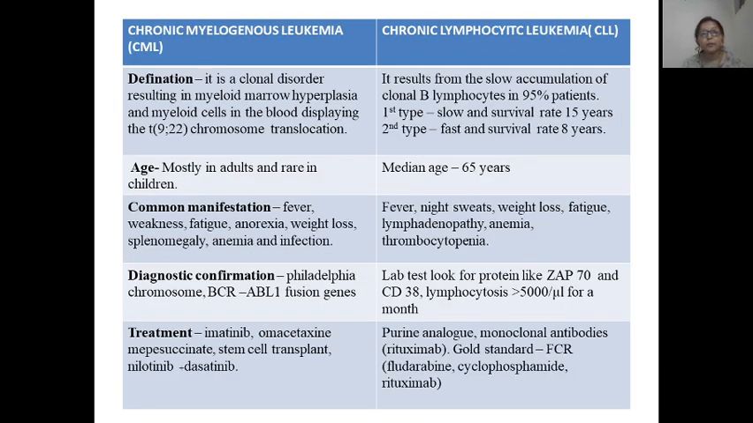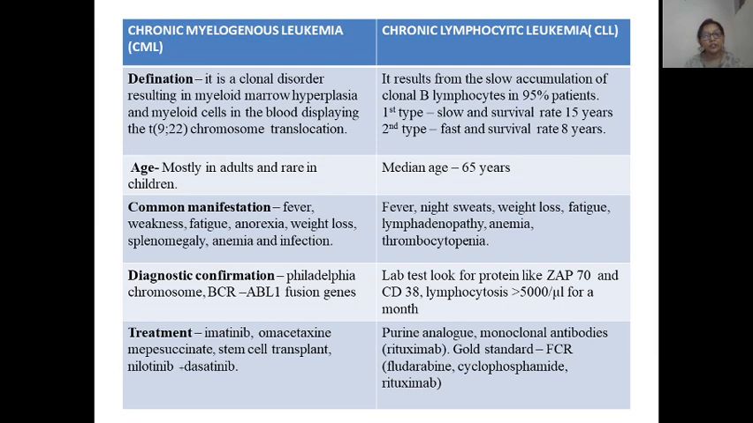Now, chronic myelogenous leukemia and chronic lymphocytic leukemia. Chronic myelogenous leukemia is a clonal disorder resulting in myeloid marrow hyperplasia and increased myeloid cells. Here, a mutation or translocation takes place in the Philadelphia chromosome, t(9;22), and it is mostly seen in adults and rare in children. It has common manifestations of fever, weakness, fatigue, anorexia, weight loss, splenomegaly, anemia, and infection.